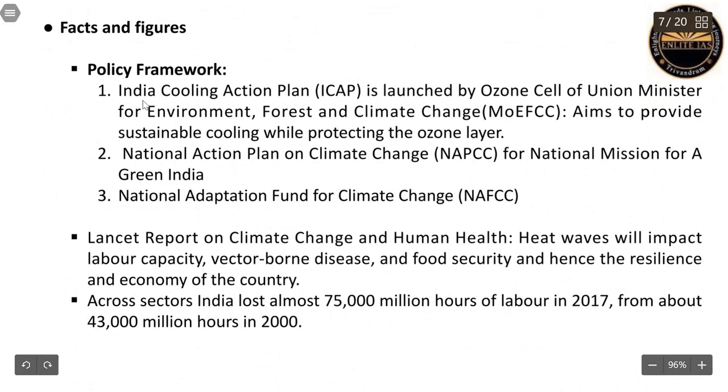So here are some facts and figures which you can use in your mains answer writing and also may be important from prelims point of view. So India Cooling Action Plan, which was launched by the Ozone Cell of Union Ministry of Environment, Forest and Climate Change. It aims to basically provide sustainable cooling while protecting the ozone layer. The National Action Plan on Climate Change for National Mission of Green India, then National Adaptation Fund for Climate Change.